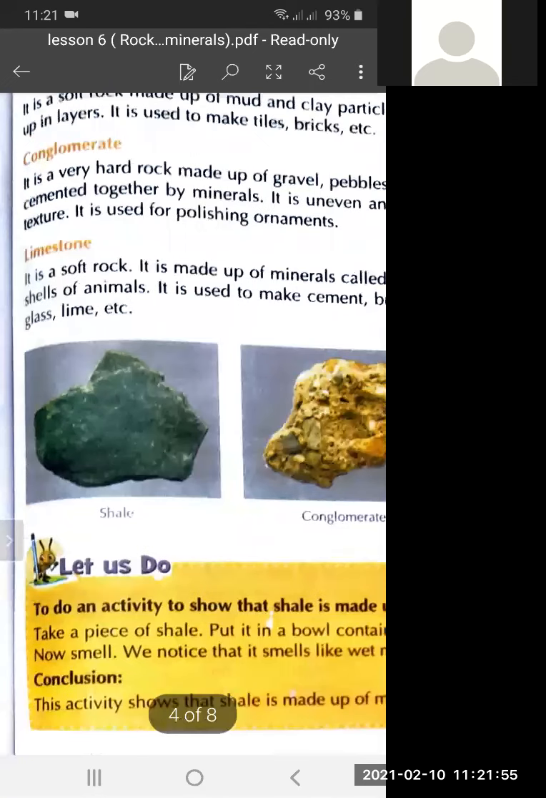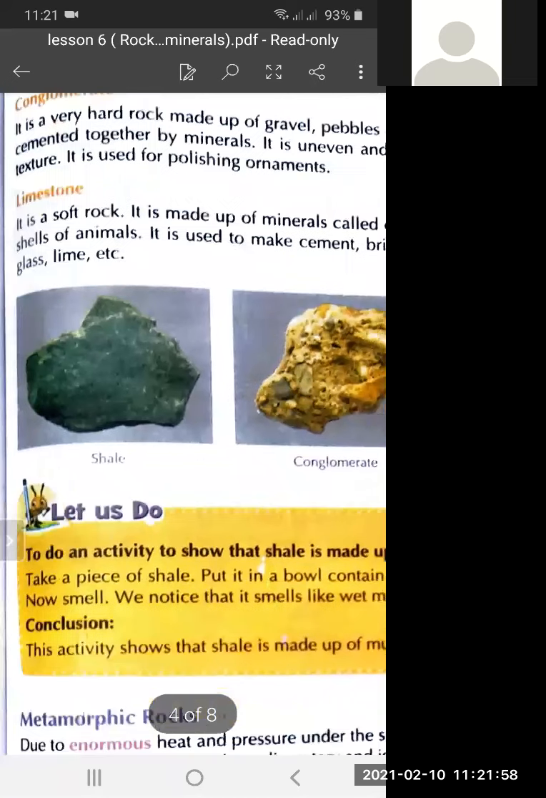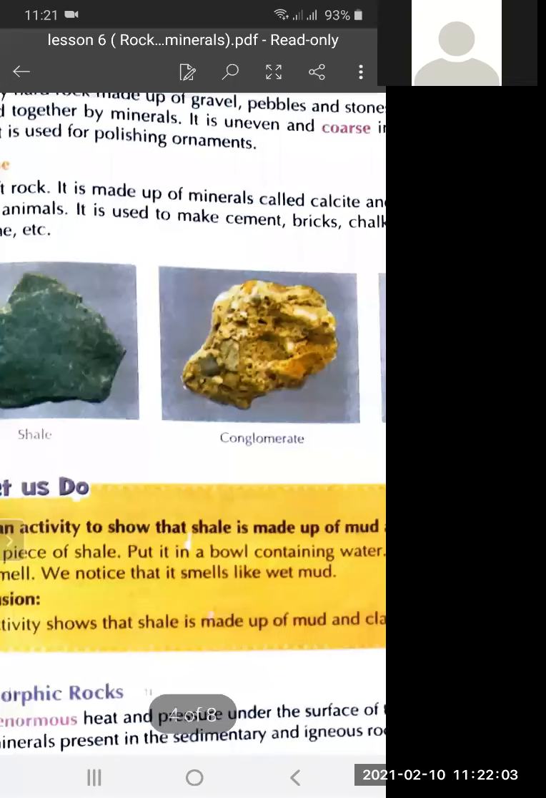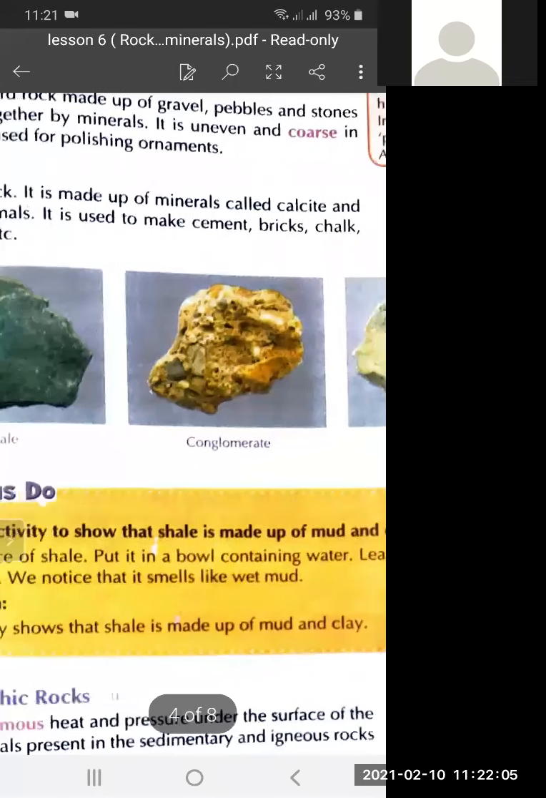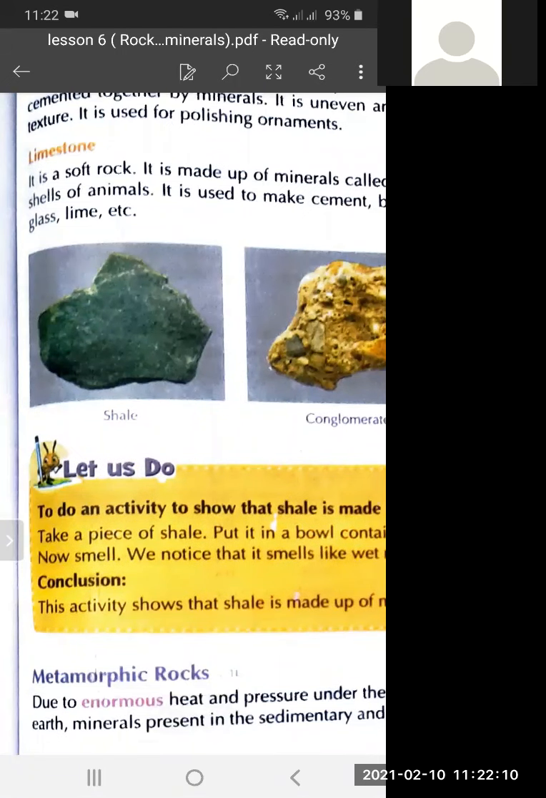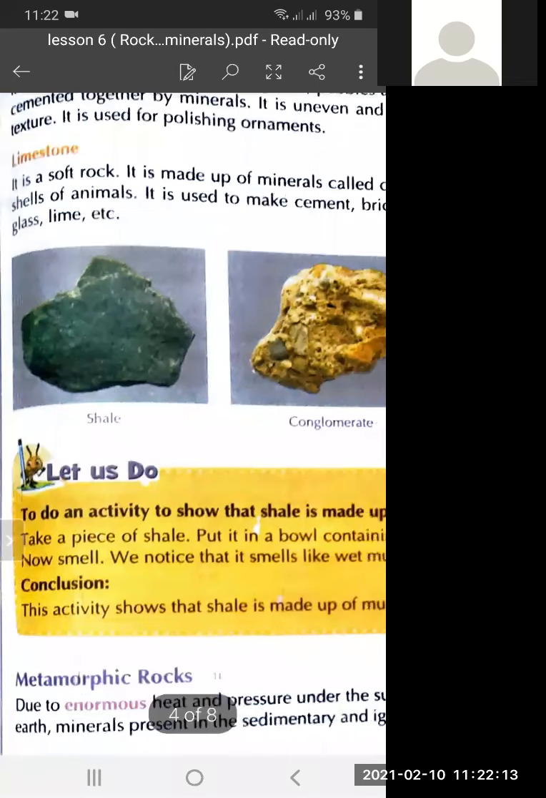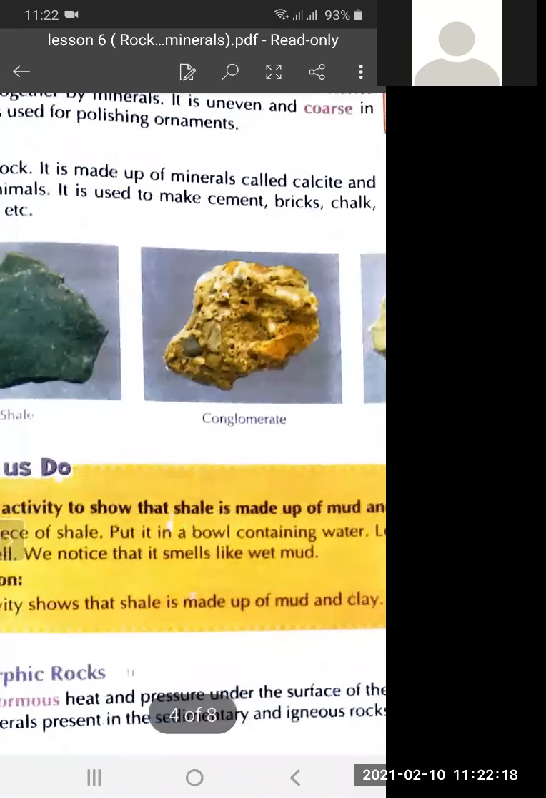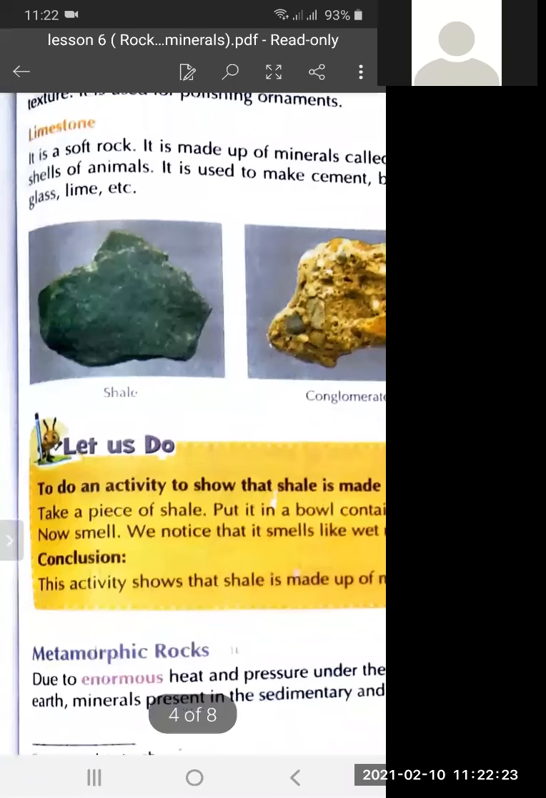Limestone is a soft rock. It is made up of minerals called calcite and shells of animals. It is used to make cement, then bricks, chalk, glass, lime, etc.